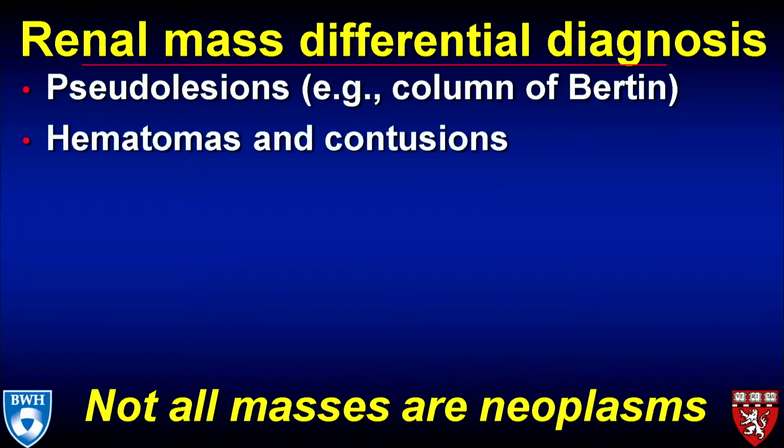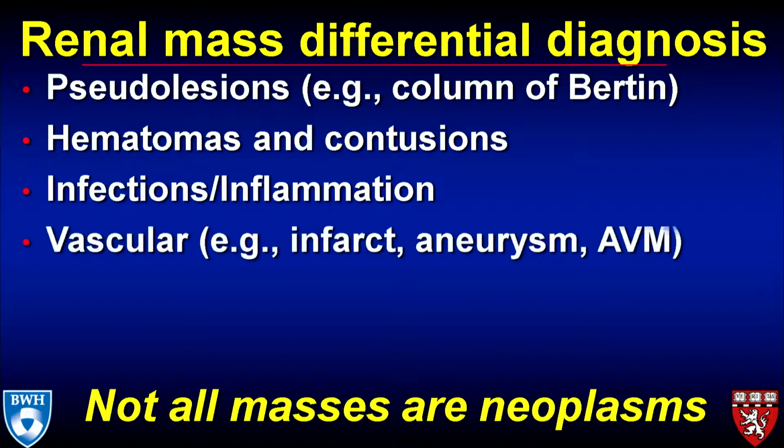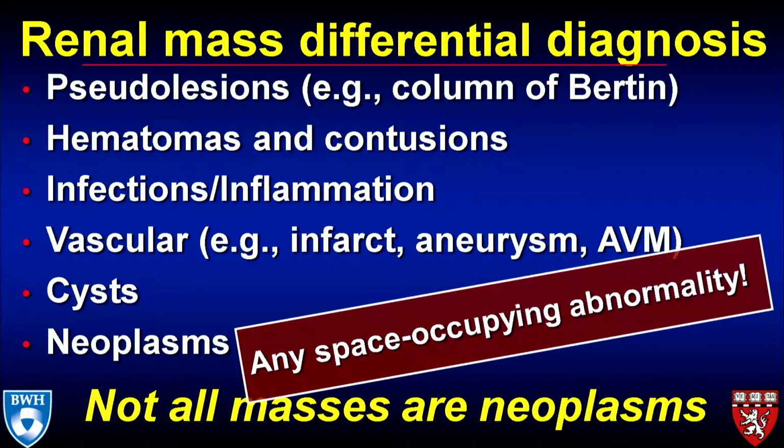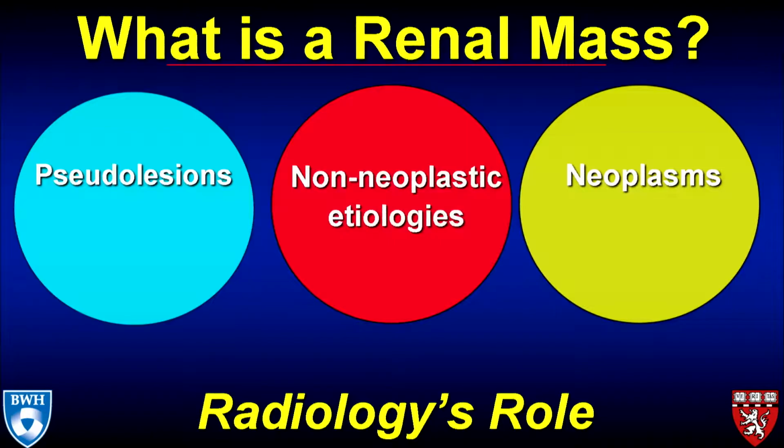So step back and think of the broad differential diagnosis of pseudo-lesions such as a column of Bertin, hematomas, contusions, infections, vascular etiologies, an infarct, an aneurysm, a venous malformation, cysts, before you get to neoplasm. So any space-occupying abnormality is a renal mass, and I really want to emphasize that infections often will masquerade as tumors. So once you've entered the neoplastic gamut, then the question is, is it a cancer, okay?